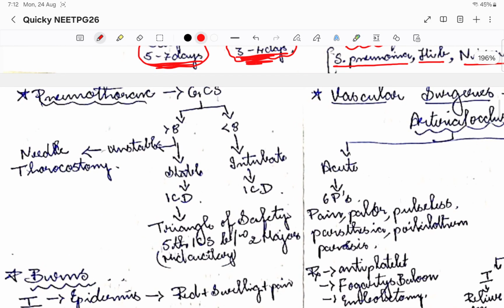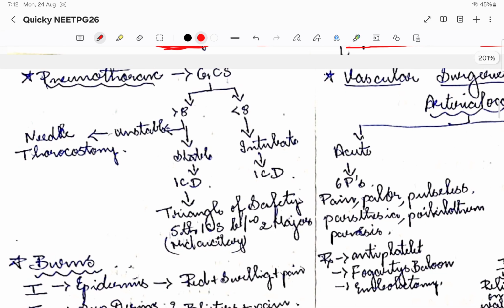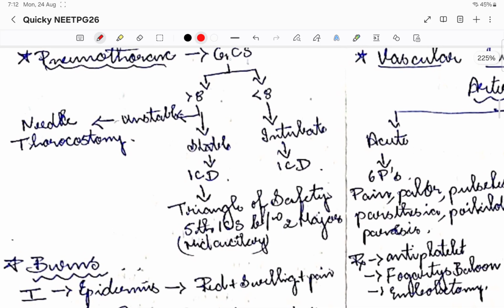Then we'll move on to pneumothorax. Pneumothorax is air in the pleural space around the lung, right? How we manage it is very important, and examiners have been interested in asking this. GCS is the first thing that we see. If the question gives the GCS, decide based on it. If it is more than 8, it is a different type of management, whereas if it is less than 8, we go for a little extra step. Let us see what it is.